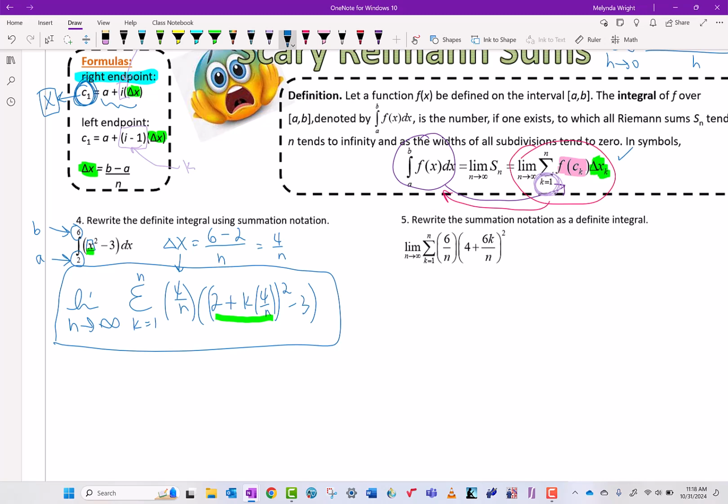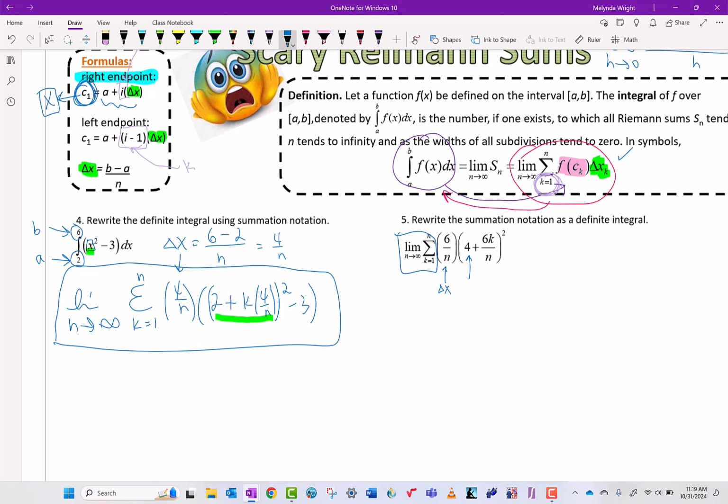Okay. So now let's go the other way. So what do we want to do? This part right here, we know looks all the same. We don't need to worry about that. What do we think this is? Yeah, that's delta x, right? That's what that is, delta x.